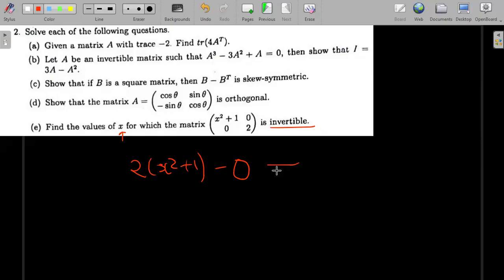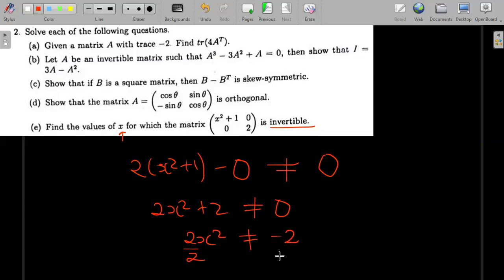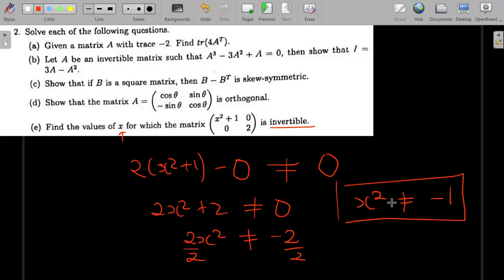So this gives us the determinant, and we say this determinant should never be equal to 0. This is the first way in which you can solve it. So 2x squared plus 2 should not be equal to 0. Then 2x squared should not be equal to minus 2. Then divide by 2, it means that x squared should never be equal to minus 1. As long as this condition is satisfied, the matrix is going to be what?